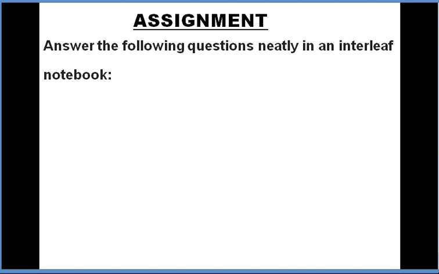Now after this explanation of a few of the topics taken from the chapter, I'm coming up with an assignment for you, and in this assignment you need to answer the given questions neatly in an interleaf notebook. That means you have to start your work in a fair notebook this time. Remember, you have to understand the theory and the explanation provided by me today in this module, and I believe you will be able to answer these questions.